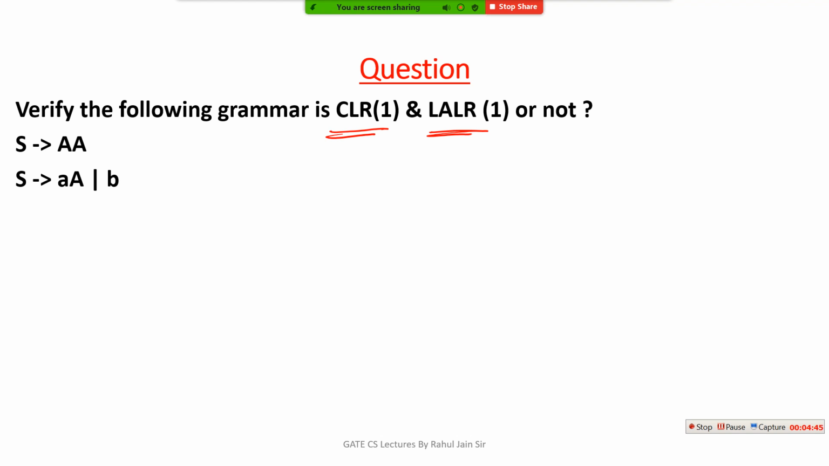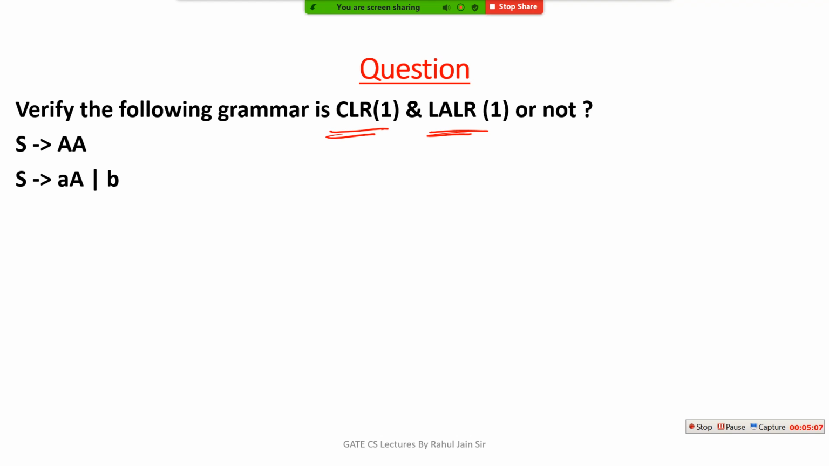But before that, I just want to clear up one important concept regarding look aheads, that is, how to find look aheads, right? So here is a grammar. Just focus here, guys, because it is very important. If you are able to find the look ahead, then the process is going to be very simple for you.